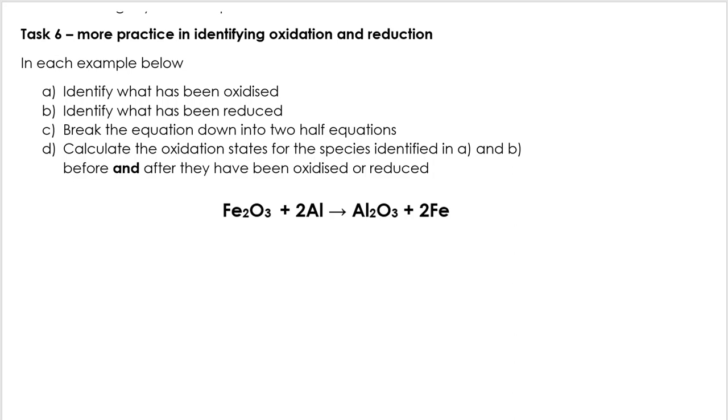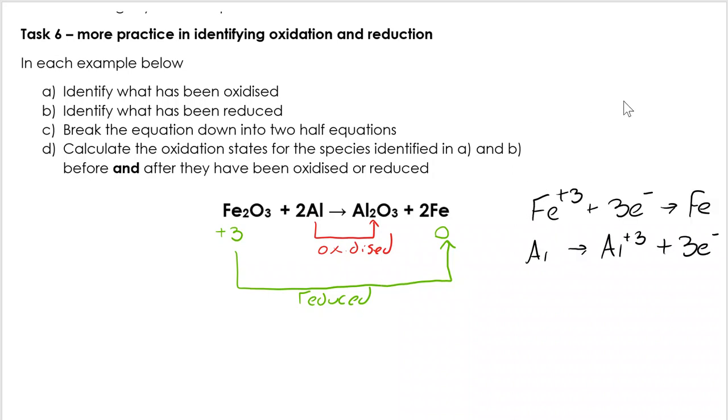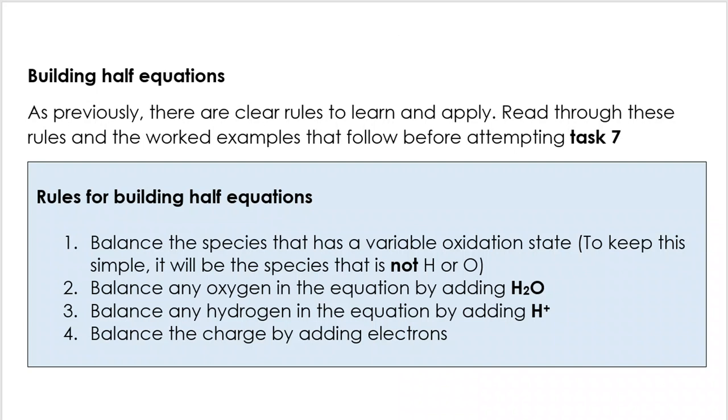So another chance to have another go at an example. And we can see here that the iron has gone from +3 to 0, so it's been reduced, whereas the aluminium has gone from 0 to +3. It has been oxidized. And if I do the half equations once again, I have my Fe3+ gaining 3 electrons, another way of seeing that it's reduction to become Fe, and the aluminium losing 3 electrons to become Al3+. But the main thrust of this video is going to be looking at how you can build half equations based on these rules.